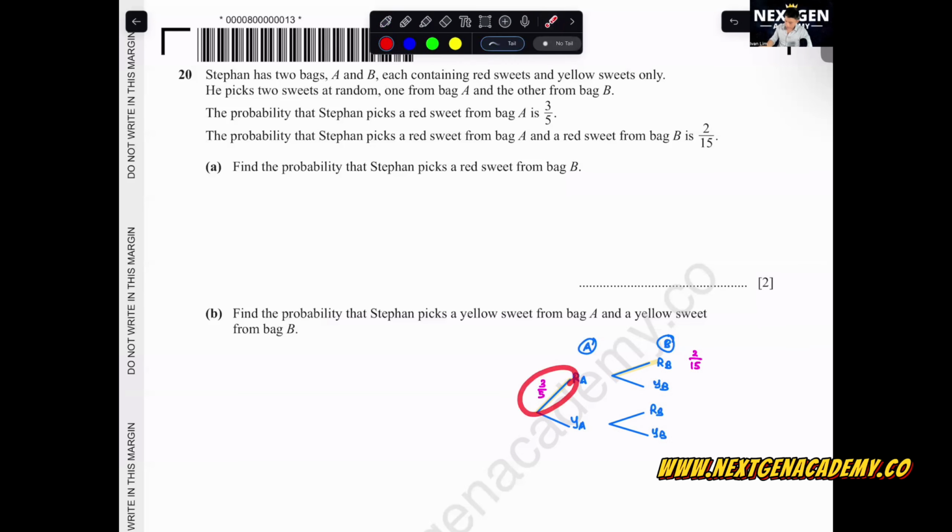We can take this one times this equals 2 over 15. So we can write here 3 over 5 times the probability for B equals 2 over 15. So the probability for B is 2 over 15 times 5 over 3. We should get 2 over 9.